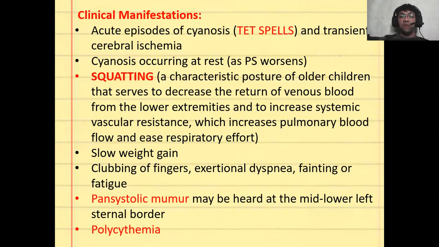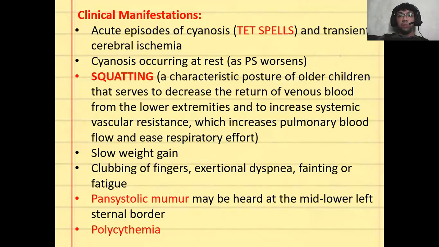Children who have this will also experience slow weight gain. And due to chronic hypoxia, clubbing of the fingers may be seen in these children. Remember, clubbing of the fingers is seen in patients who are experiencing prolonged periods of hypoxia, such as people who are suffering from chronic asthma, COPD, or chronic obstructive pulmonary disease, or any of these cyanotic congenital heart defects.